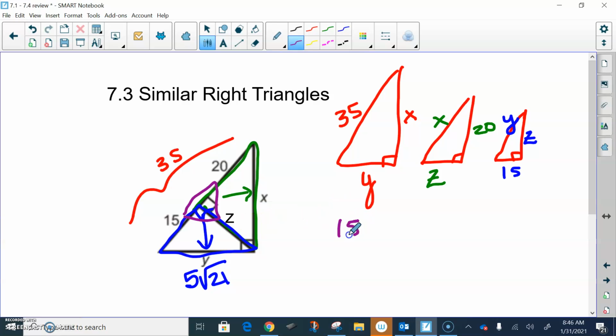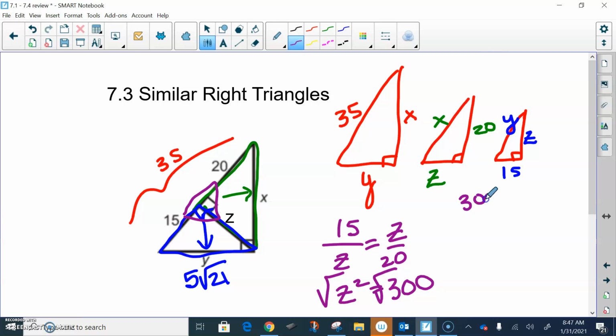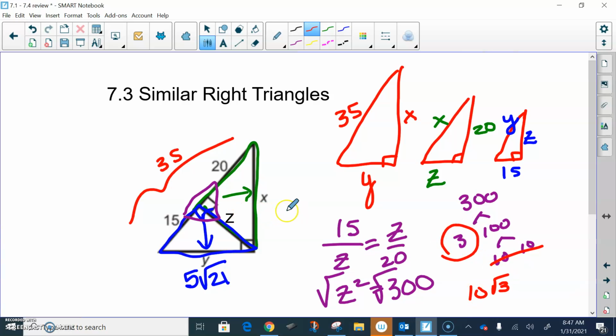So I'm going to say that 15 is to z as z is to 20. Cross multiply, we get z squared equals, is that 300? 20 times 15, 300, and again, I recognize that as a multiple of a perfect square. That's going to make our work a little bit easier. So I'm going to take 300, and it's 3 times 100. We know 100 is 10 times 10. You can break those down, but as soon as I see a pair, I go ahead and take them out, save myself some work. So I know it's 10 root 3. So our z is 10 root 3.